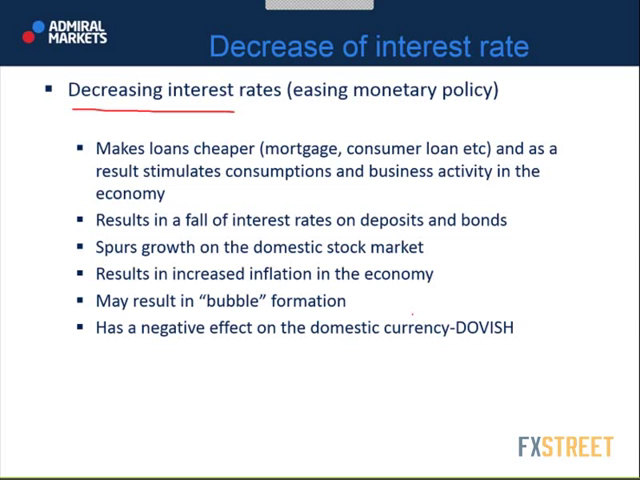The sum of that negative effect is called the dovish effect. When we see a decrease of interest rate, we usually say that the governor of the central bank had a dovish statement, and that always has a negative effect on the domestic currency. So a decrease, for example, of the interest rate in pound will basically weaken the pound versus safe havens such as the dollar and reserve currency such as the yen.